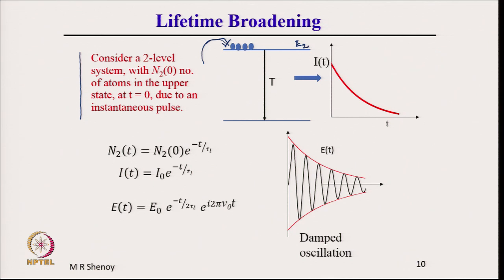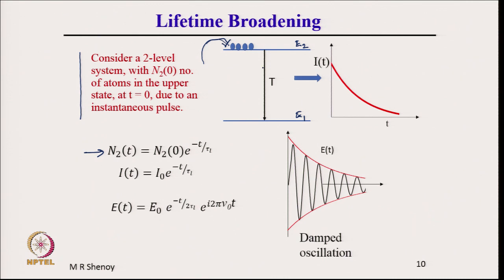Instantaneously, so many atoms were put there, and then there is no more pulse or burst, and therefore the atoms will start decaying, coming down to the lower level, the ground state, and therefore the number of atoms will decrease. N2 with time will be N2 of t is equal to N2 of 0 into e to the power minus t by tau L.